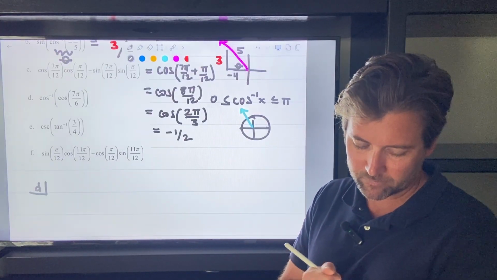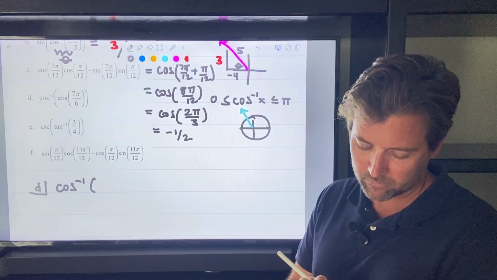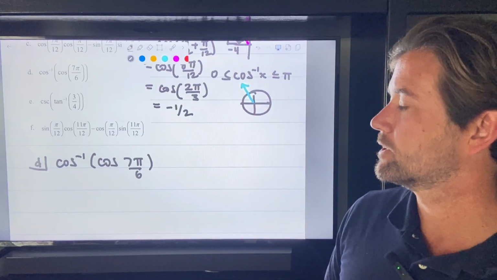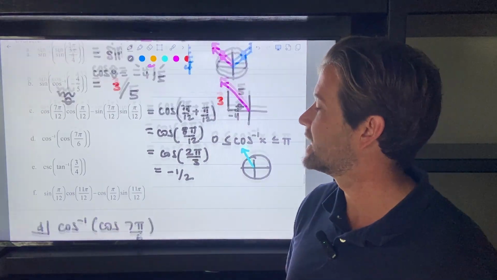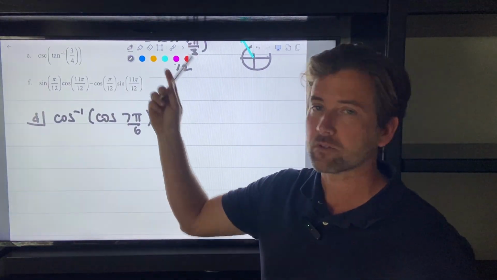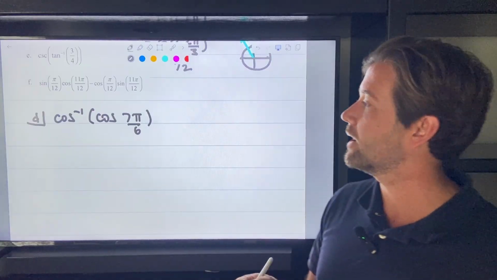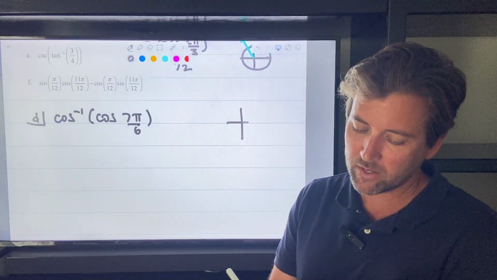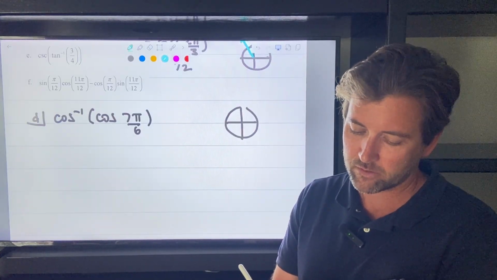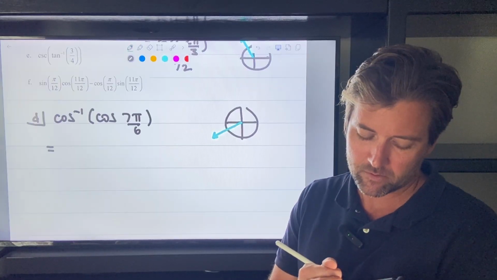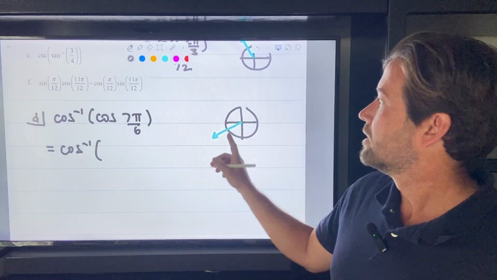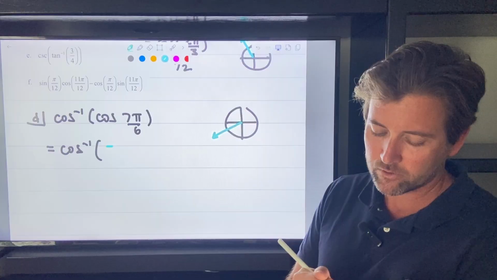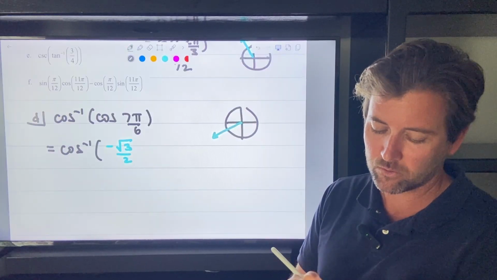All right, part D. Similar problem as what we had in, I think it was part A, where arc cosine, I wrote it down earlier, it has to output an angle in between including 0 to pi. So 7 pi over 6 cannot be our answer. That's bigger than pi. So if we think about the angle 7 pi over 6, that's right here. The cosine of this angle is going to be the x coordinate on the unit circle. That's negative square root of 3 over 2.